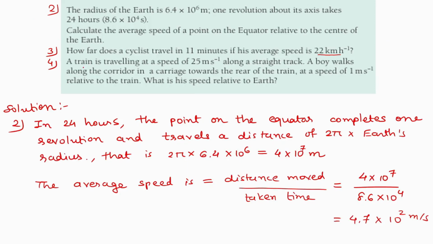Now, question number 4 says a train is traveling at the speed of 25 meter per second along a straight track. A boy walks along the corridor in the carriage towards the rear of the train at the speed of 1 meter per second relative to the train. Now, what is his speed relative to the earth? We have to find the boy's speed relative to the earth.